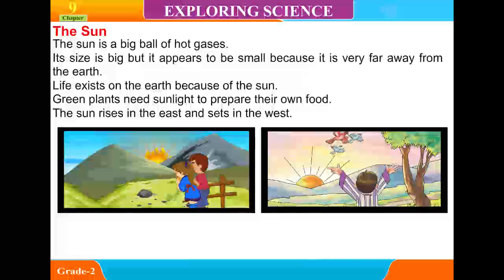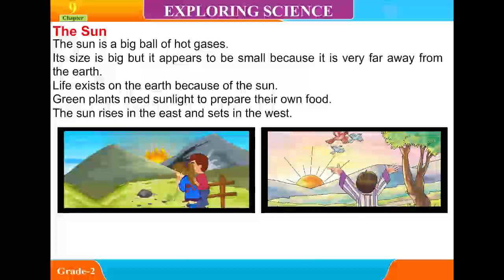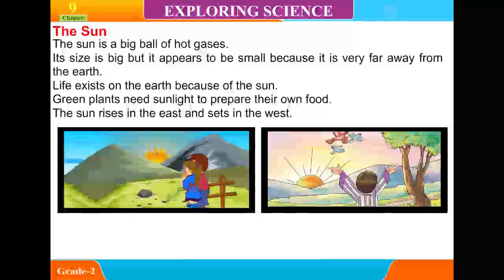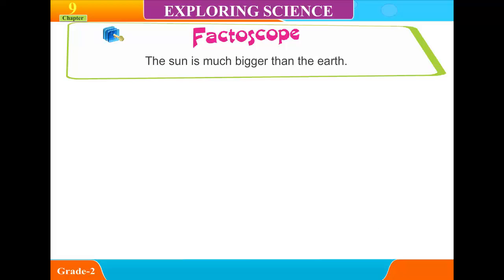Life exists on the earth because of the sun. Green plants need sunlight to prepare their own food. The sun rises in the east and sets in the west. Sunrise, sunset. Factoscope: the sun is much bigger than the earth.